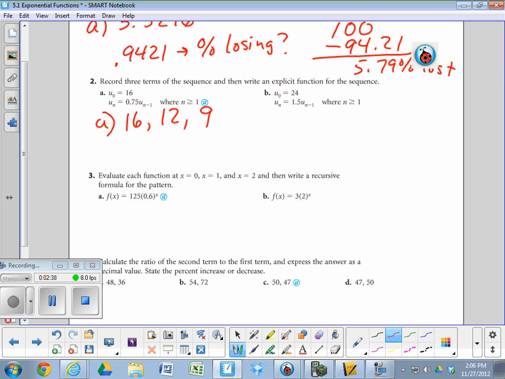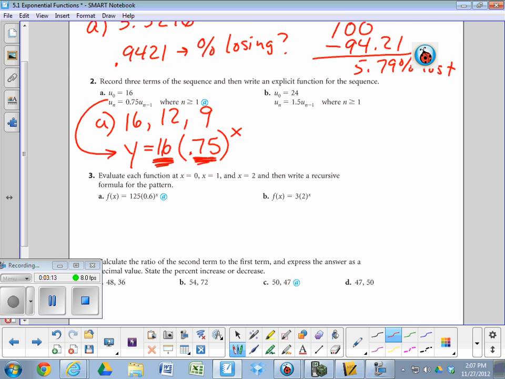Write the first 3 terms, and then the next part would be turn this into an explicit. Y equals, what does it start with? 16 times the decay factor to the x. So that's how we go. It's a quite simple jump from recursive to explicit. This is our U0, now known as A. This is the old R, now known as B. A, B to the x. Okay, I'm not going to do part B. Let's move on to step 3.